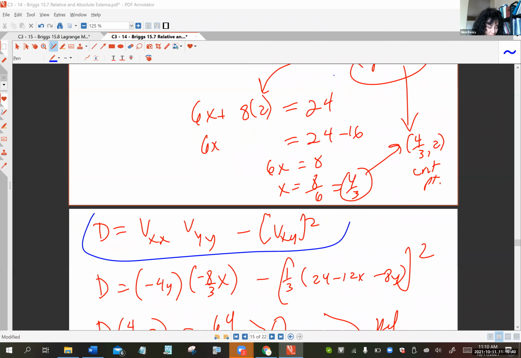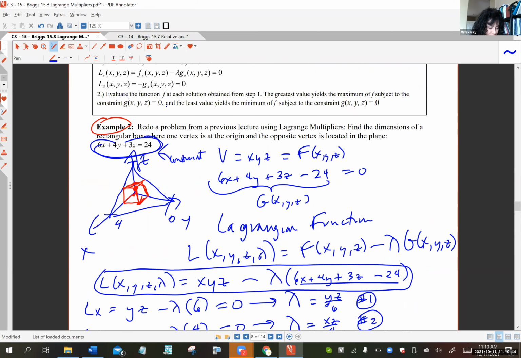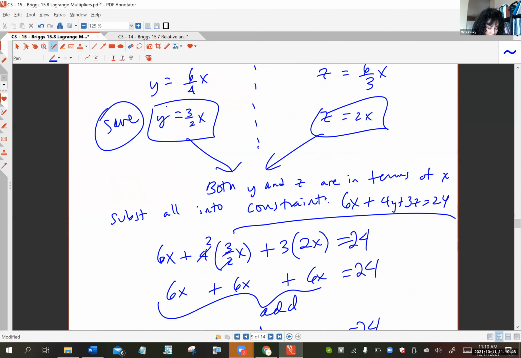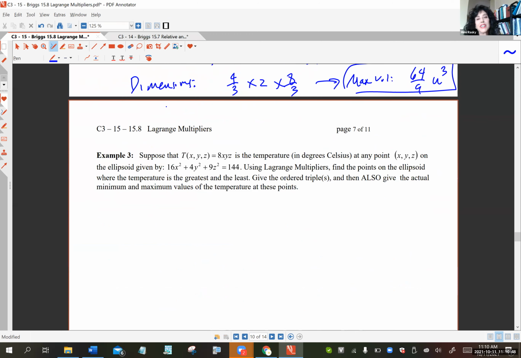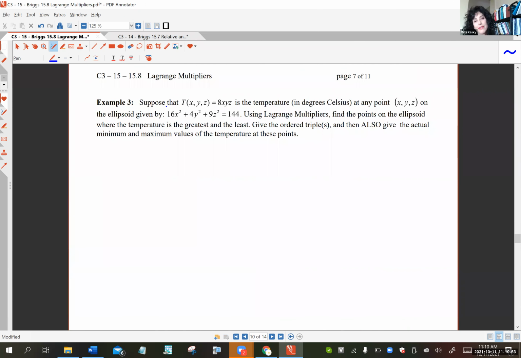Okay, so let's do another example of Lagrange with three variables. Okay, one we haven't done already. Here's one that I love, and I'll tell you as we're doing it why it's near and dear to my heart, and that means you may see it on a future quiz or exam.